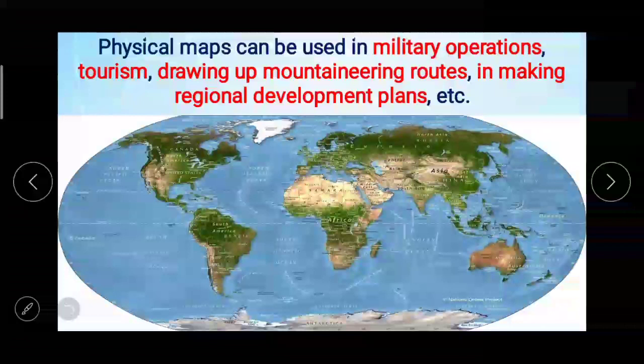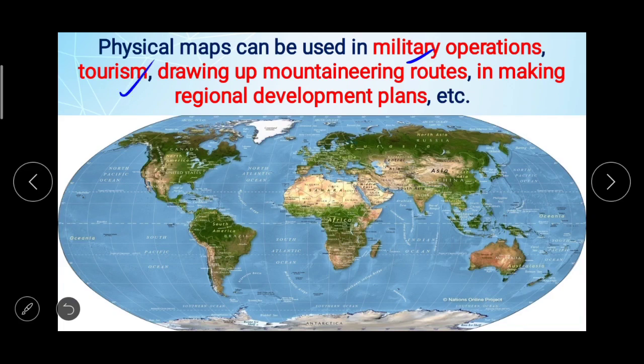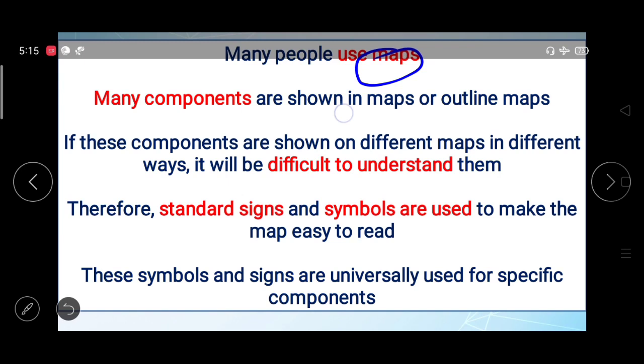Physical maps, this one is the physical map of the world, which is used in military operations, tourism, drawing up mountaineering routes, and in making regional development plans. Many people use maps. Nowadays we people use maps on mobile phone also, like Google Map.